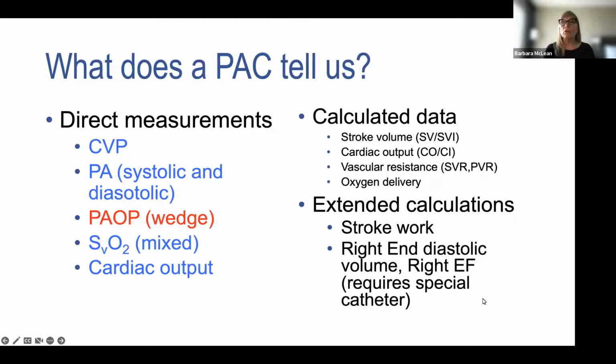Now, we have a lot of calculated data. We have stroke volume, that's calculated. Cardiac output, that's calculated. Vascular resistance, that's calculated. Oxygen delivery, that's calculated. And we have extended calculations, especially with advanced PA catheters. We can look at stroke work and stroke work index. We can look at right ventricular end-diastolic volume and right ventricular ejection fraction.